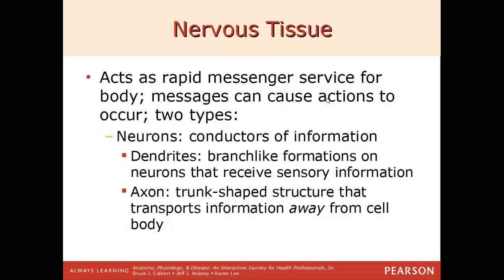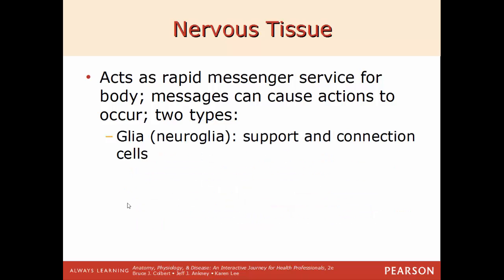And then the branches that will receive information from other neurons to be processed to the cell body are called dendrites. So information goes into dendrites, it gets processed by the cell body, and the signal gets sent out or away from the neuron through the axon. All right, the neuron is one main type of cell in this tissue type.